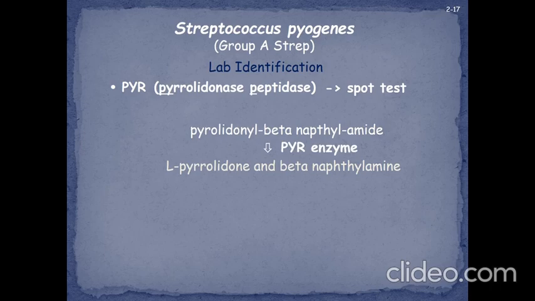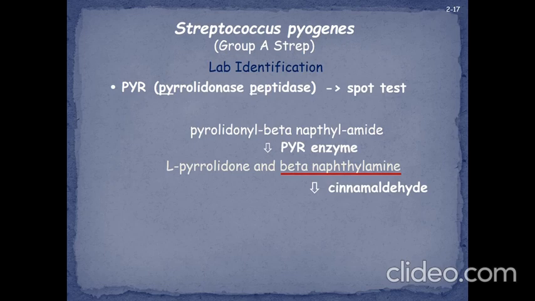And if that enzyme is there, then what it's going to do is it's going to break down the pyrrolidinyl beta naphthylamide into L-pyrrolidone and beta naphthylamine. And the beta naphthylamine is the important part here. This is what we're looking for, and this is what would react with our reagent. So after 2 minutes, after we've had it sitting on there and we've allowed it to break down and a lot of this beta naphthylamine to be created, if it does truly exist there, we'll then add the cinnamaldehyde over the top.